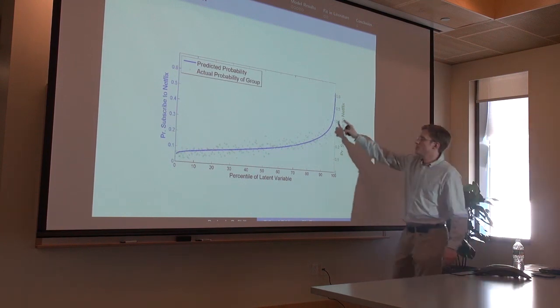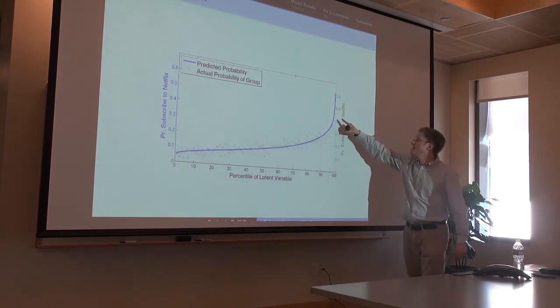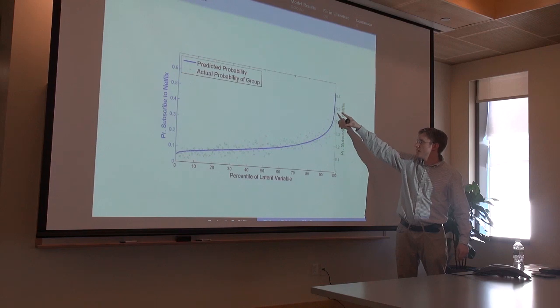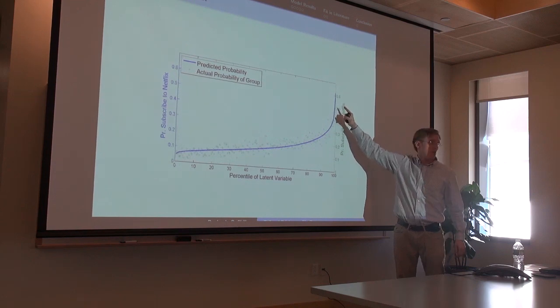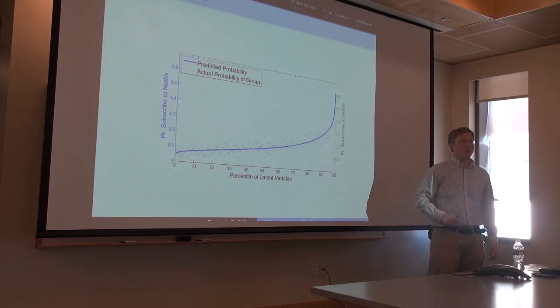And so I plot these 2 against each other. The dots are the actual probability of a group, and the blue line is the predicted probability from the model. And this is all done in a holdout sample. So I don't know if this helps address your question.